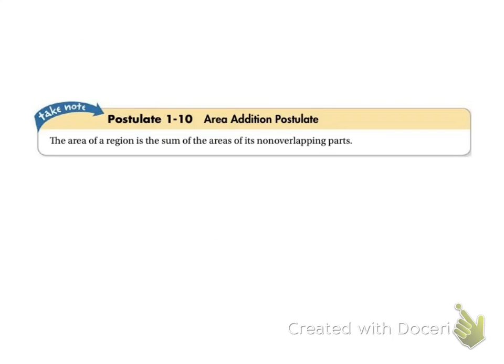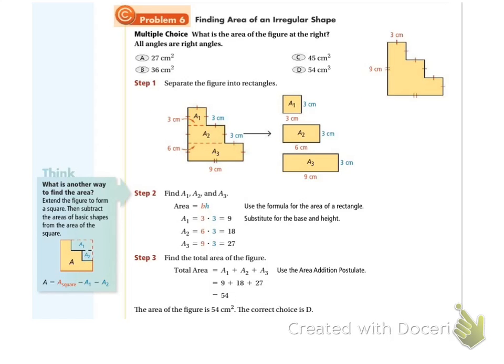Okay, postulate 110, area addition postulate. The area of a region is the sum of the areas of its non-overlapping parts, which basically means that we can just split up a big shape into smaller shapes that we know how to figure out the area of, which you'll see in this next one. So if we're given this shape, instead of just trying to calculate it right from there, we should try to split it up like they do here into little bits. So it's split into a square, rectangle, rectangle, and I know how to figure out the area of that.